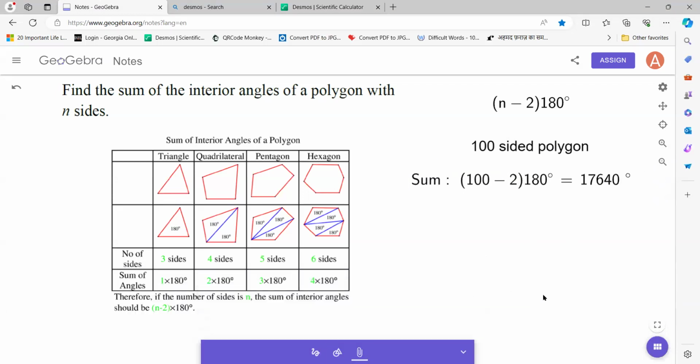So in this lesson, we learned how to find the sum of the angles of any polygon. These are interior angles. Interior angles are angles that are completely inside the polygon.